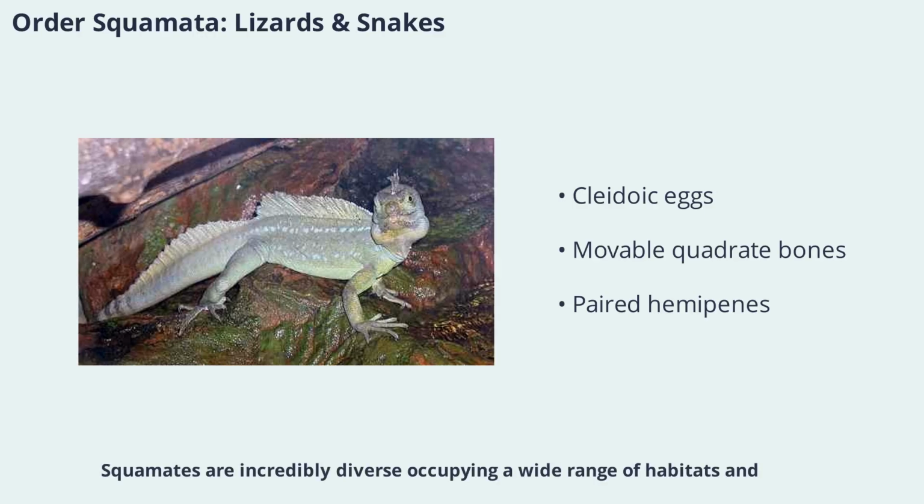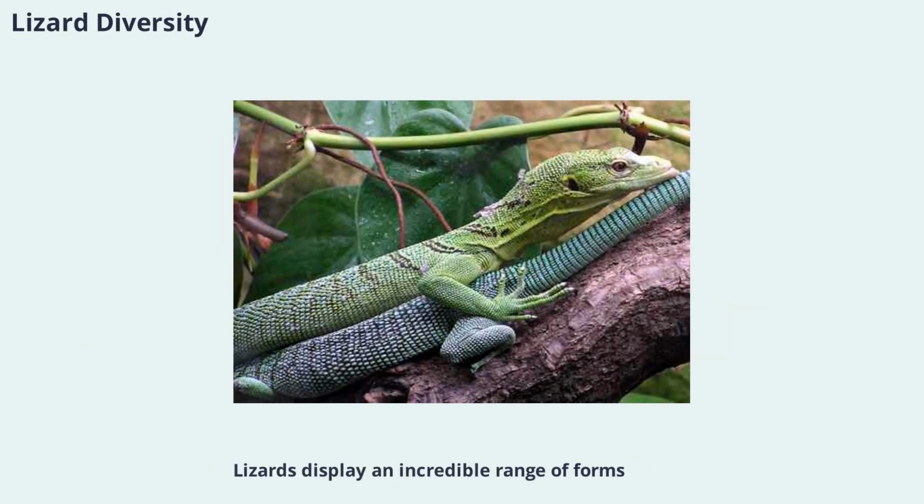Squamates are incredibly diverse, occupying a wide range of habitats and displaying a variety of behaviors and morphology. Lizards display an incredible range of forms, from the Anolis carolinensis anole to the striking green tree monitor and the flamboyant plumed basilisk. Each species is adapted to its environment, whether it's climbing trees, running on the ground, or displaying vibrant colors for communication and camouflage. Lizards are primarily insectivorous, but some have evolved to eat plants or even small vertebrates. Their tightly joined skull bones and external ear openings distinguish them from their snake relatives.